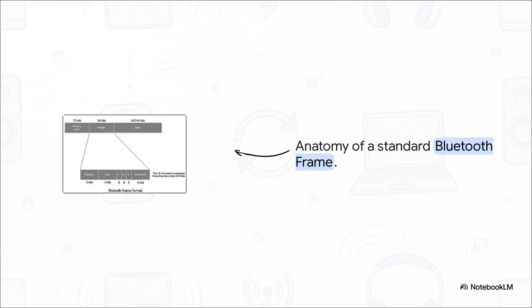A standard Bluetooth frame is broken up into 3 distinct parts. First up, you have a 72-bit access code, which identifies the master device and keeps everything perfectly synchronized. Next is a tiny 54-bit header, which we're going to decode in just a second. And finally, the payload itself. This can be anywhere from 0 to 2,744 bits long, and it contains the actual segmented data that just came flowing down from that L2CAP layer we were just looking at.